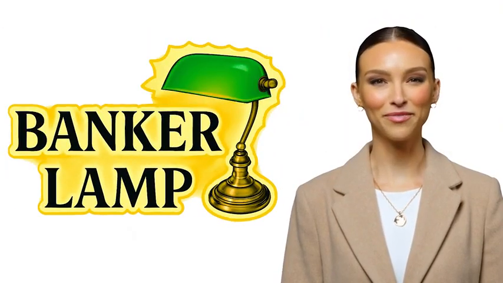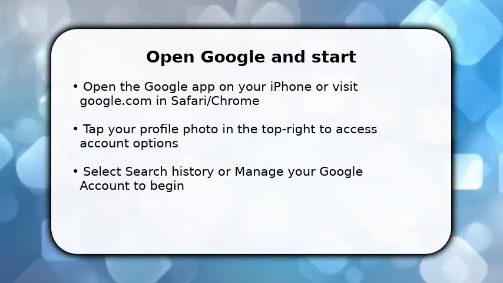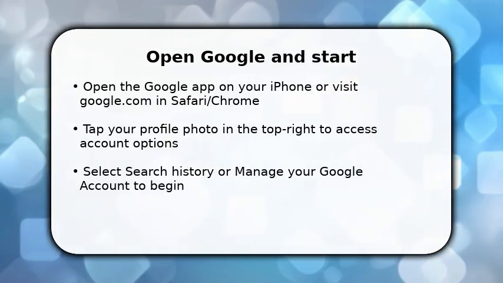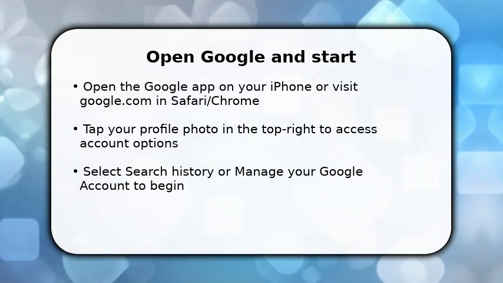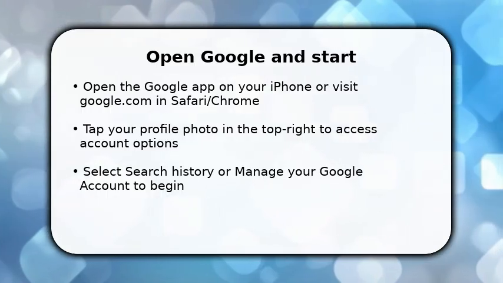Please enjoy the video. You're starting in the Google app. Open it now and tap your profile photo in the top right. Once done, choose Search History to view recent queries. You need to get into your account controls because that's where Google stores web and app activity.